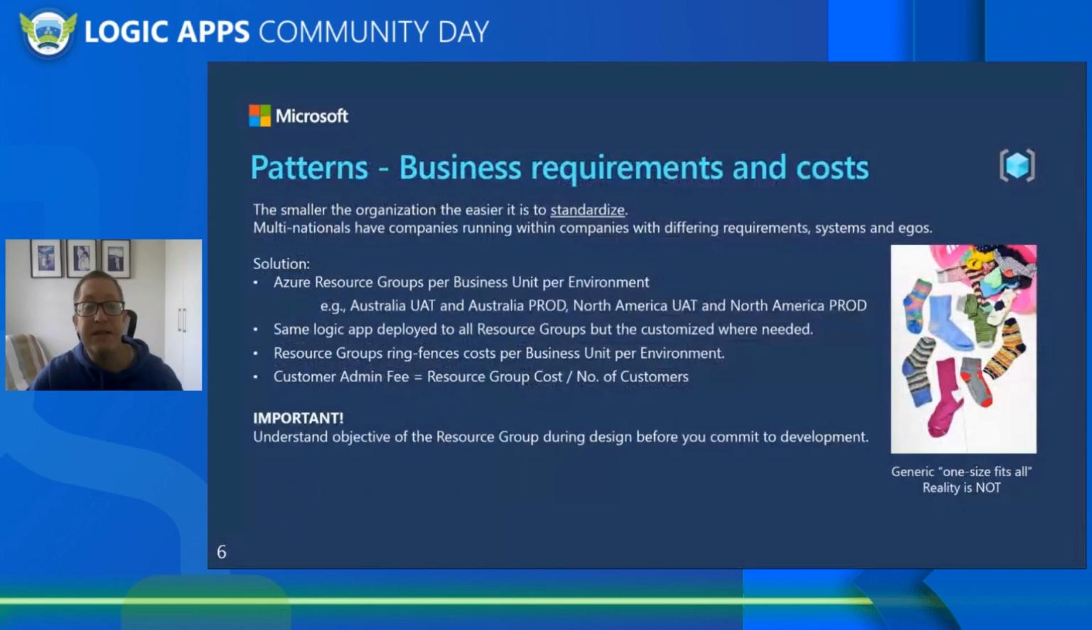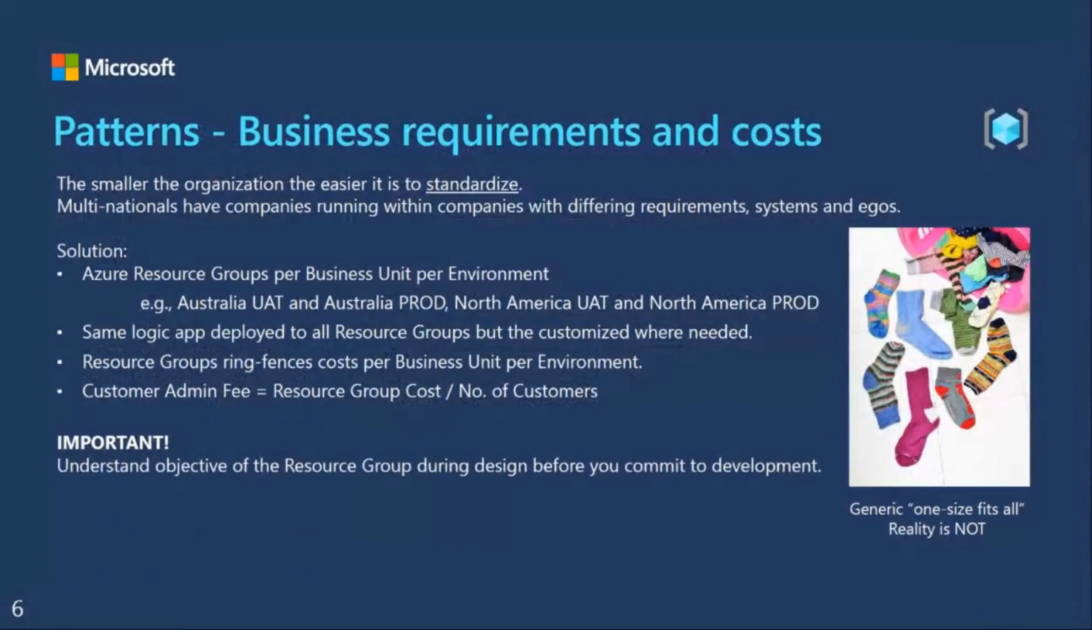All right, let's jump into the business patterns, business requirements and costs. Very important. The smaller the organization, the easier it is to standardize. But when you start dealing with multinationals, companies that have footprints in different countries, you start coming across the concept of having companies within companies. And then they have different requirements, different systems to integrate, and of course, a multitude of different egos.